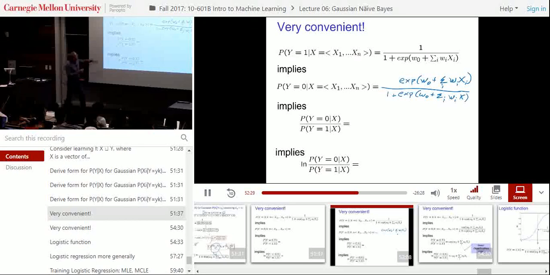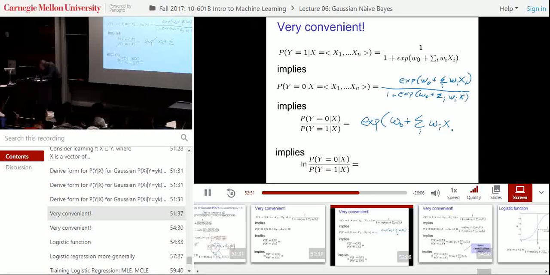Okay? Now, what does that imply about the ratio of P of y equals 0 to y equals 1 given x? Yeah, the denominators cancel out. So this is now just exp of this. And what does that imply about the log of that? Even better.